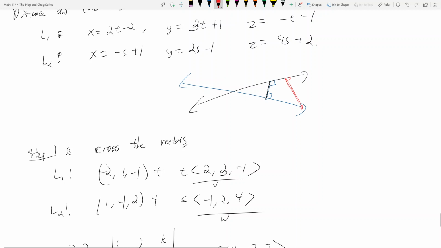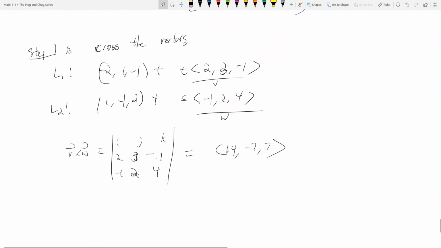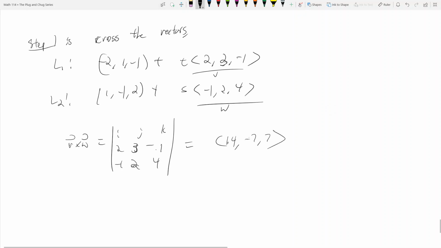So if we pick 2 points on each line and then we connect them, we get a vector connecting the 2 random points on each line. And so now we need to find that vector. So step 2: find a point on each line.